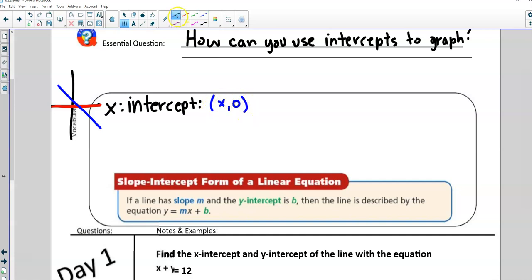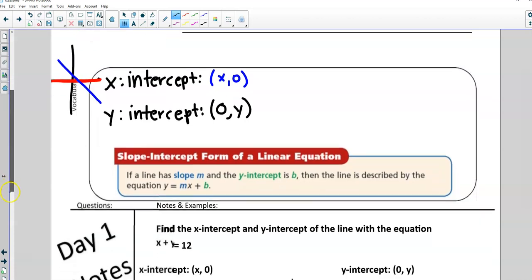And then very similarly, the y-intercept, the opposite. So the y line would be our black line here. Now where the blue line and the black line touch is going to be our y-intercept. And then the opposite, we're going to plug in 0 for our x to figure out what the y-intercept is. And then it says slope-intercept form of a linear equation. With slope m and y-intercept b, the line is described as y equals mx plus b.